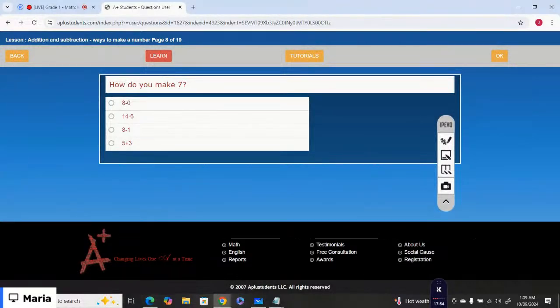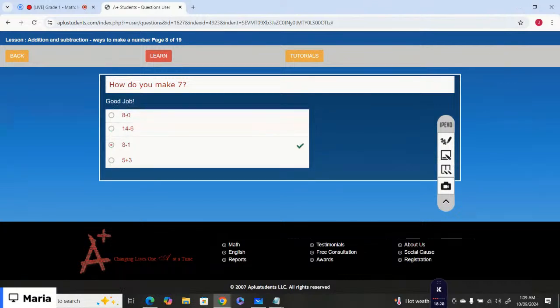How do you make 7? Which is the correct option? The correct option is, very good, 8 take away 1, right? That's the only option that makes 7. So 8 take away 1 is the correct option.